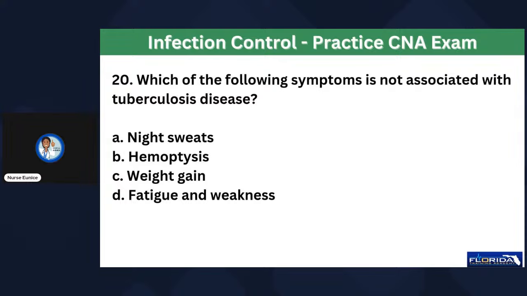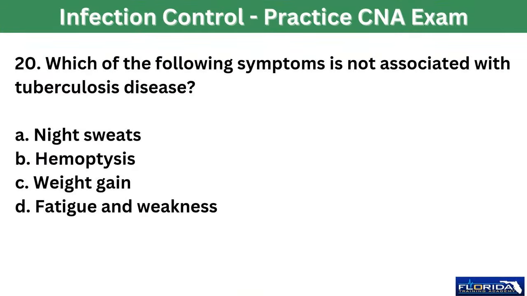Number 20, which of the following symptoms is not associated with tuberculosis disease? A, night sweats, B, hemoptysis, C, weight gain, or D, fatigue and weakness. And if you don't remember from the previous slides, tuberculosis is a disease that infects the lungs. So when someone has lung disease, what do you expect?